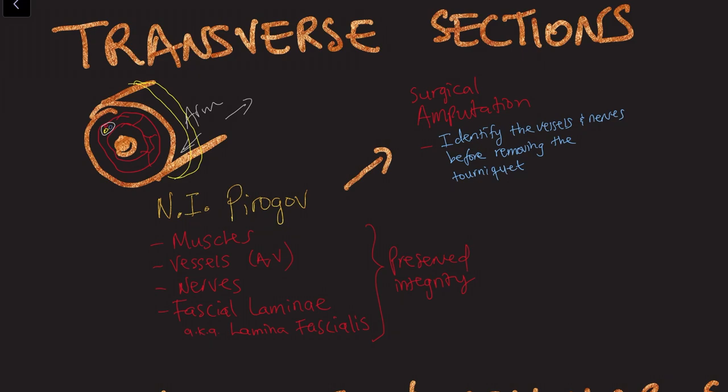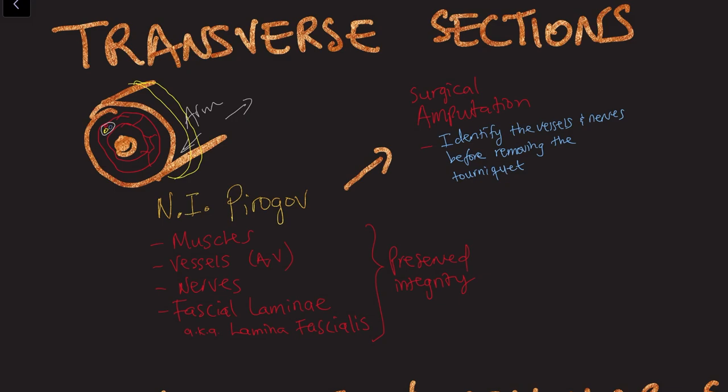Now, let's look at one very important aspect of topographic anatomy. One of the very important ways we study topographic anatomy is by examining transverse sections. Transverse sections have been very helpful even in the days of Pirogov, Nikolai Ivanovich Pirogov, the one who studied the field of topographic anatomy. He would often study the transverse sections of limbs and other parts of the body in order to understand their topography.